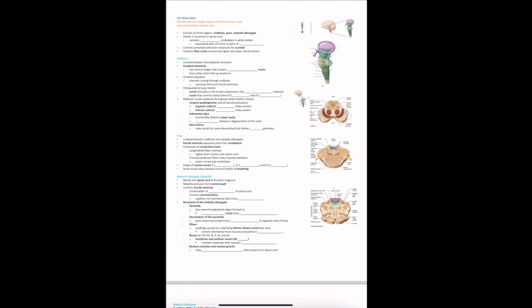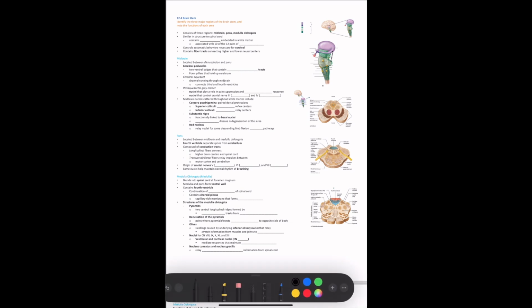The brainstem includes the midbrain, the pons, and the medulla. If we take a look at the structures of where they're found, from here all the way down here, this is the midbrain. This structure in the front is the pons, and then back here, this is where the medulla is.